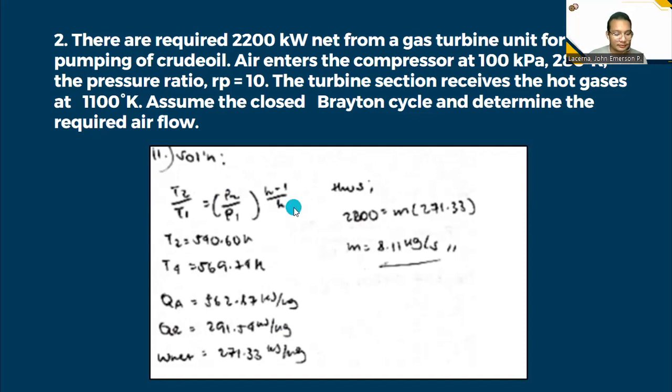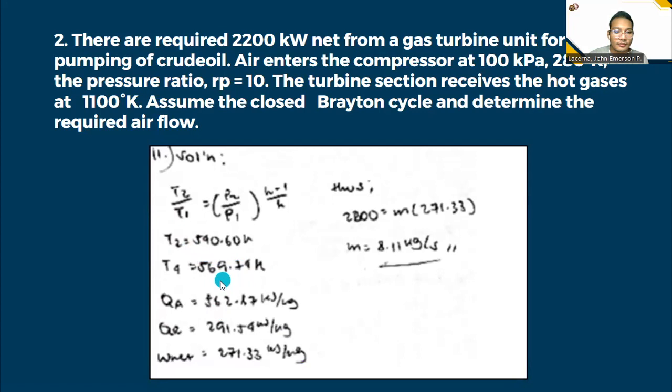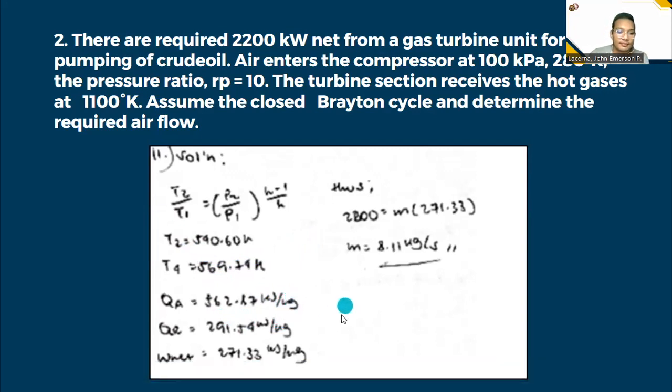Yung ating PVT relationship in the isentropic compression. Okay? T2 over T1 equals P2 over P1 raised to K minus 1 over K. So ating T2 is 540 and T4 natin is 569.74. And ang ating heat added ay 562 kilojoule over kilogram, and heat rejected is 291.54 kilojoule over kilogram. Okay, thus, power equals mass times 271.33. Ang ating required airflow is equals to 8.11 kilogram per second.